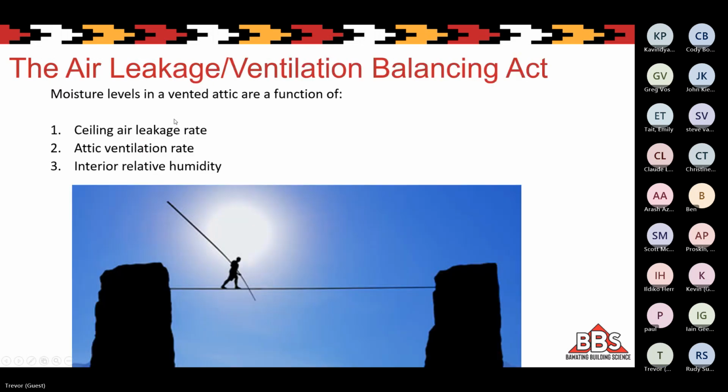So again, it all comes down to a balance. So moisture levels in any vented attic are a function of the ceiling air leakage rate, the attic ventilation rate, and how much interior relative humidity is in the building. And so those are the three factors that we can sort of play with in construction and in design to try and make sure that we don't have problems in these vented attics.